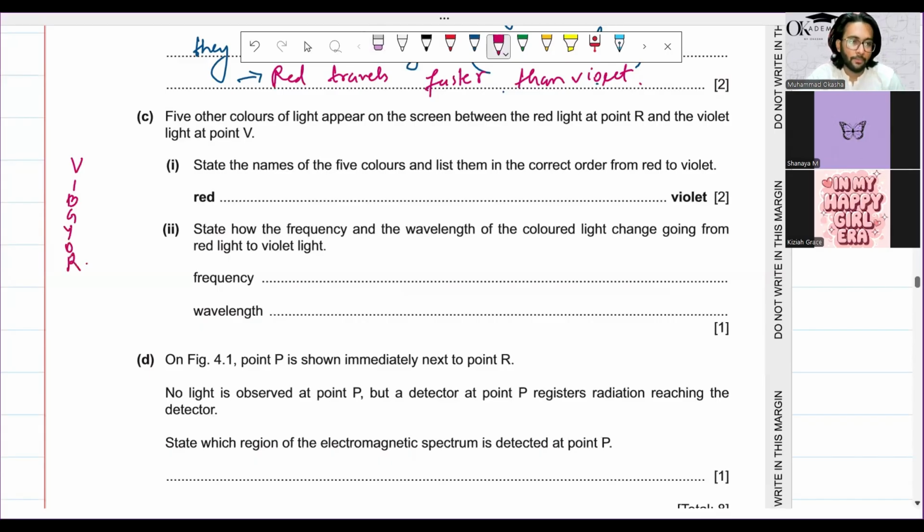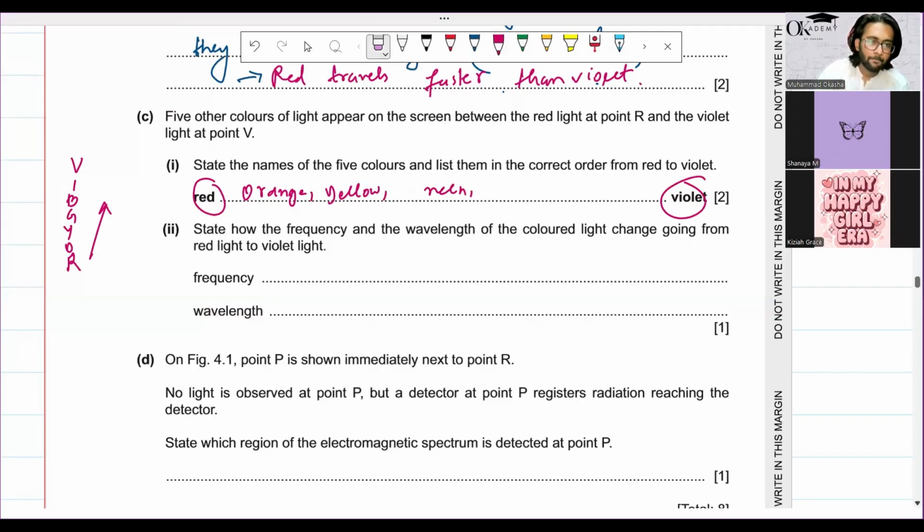Right now, red is at the beginning, which means we have to start from red, and violet is at the end, so we have to go backwards on the curve. So R comes first, then comes orange. After orange, we have yellow. After yellow, we have green. So red, orange, yellow, green, blue, indigo, and by the very end, we have violet. This should be simple.